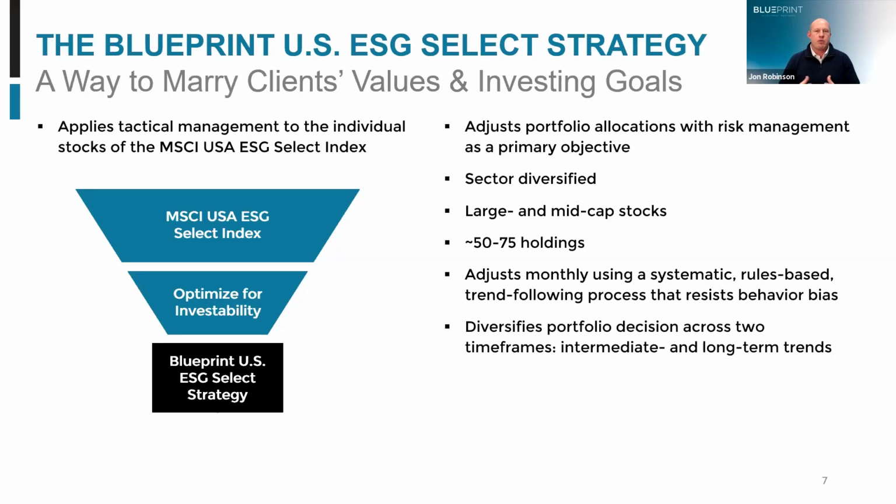So basically what this does is it gives us not only diversification across 75 holdings, but then we split the allocation up amongst those holdings into two parts. One is going to manage risk at a faster pace using the intermediate term trend, and one is going to manage risk and allocation decisions at a slower pace using the long-term trend.